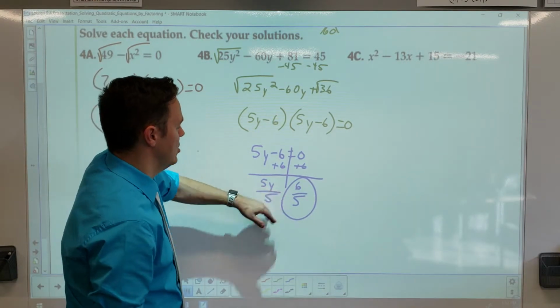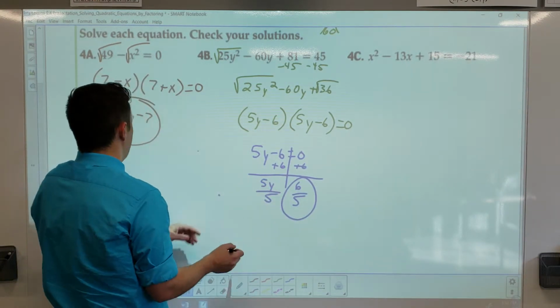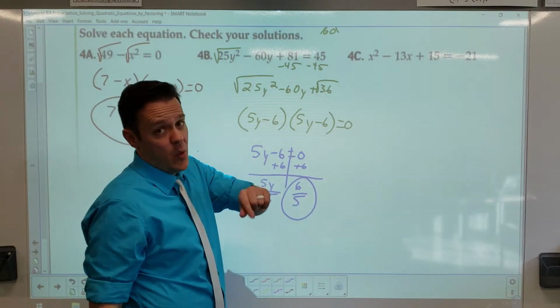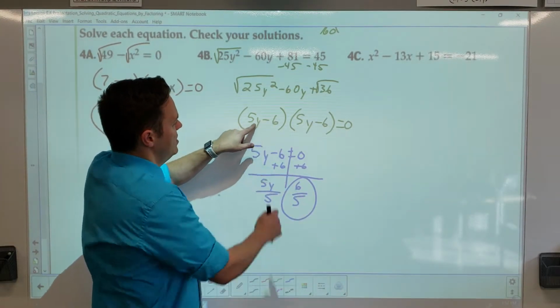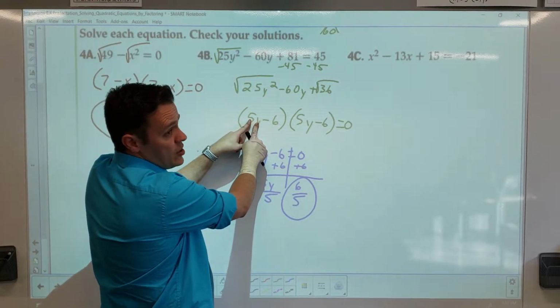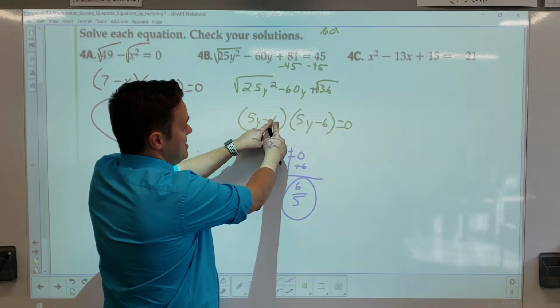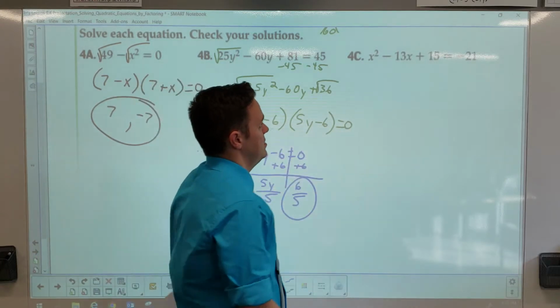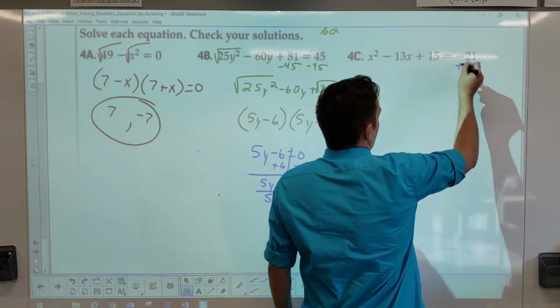So if you check your answer, my only point is there's only one single point on this one, and it's 6 over 5. So if I put it in here, 5 times 6 would be 30. Divide 30 by 5, you get 6. 6 minus 6 is what? 0.